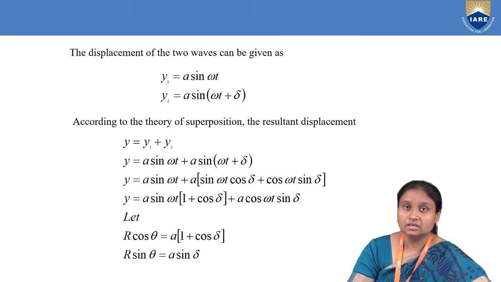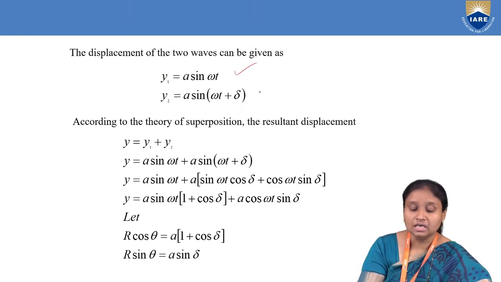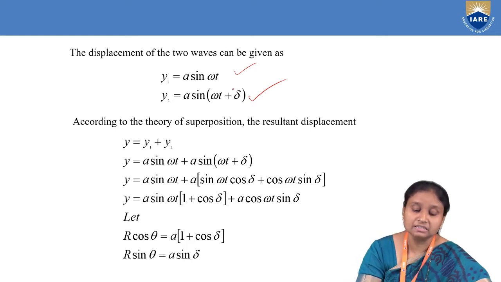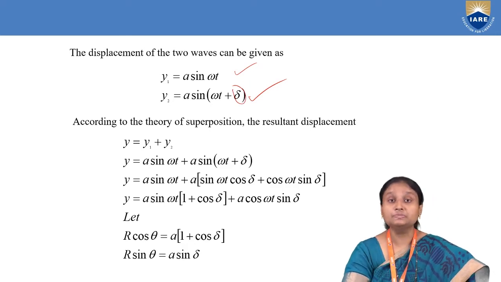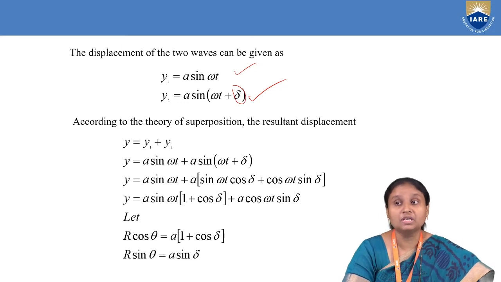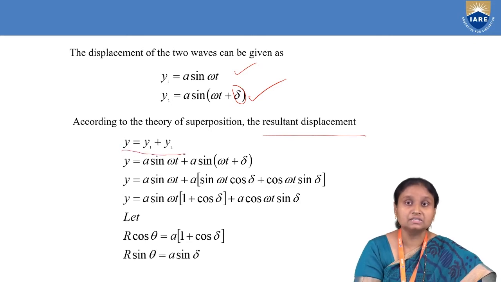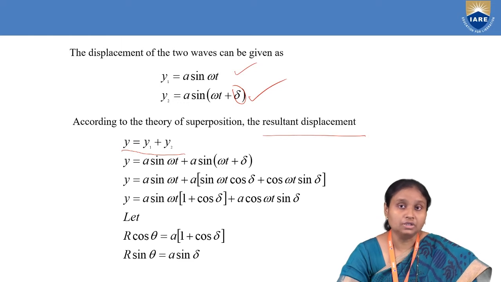So for that, as I have told you, the first displacement is given by A sin omega t. The second displacement is given by A sin(omega t plus delta), where delta is the phase difference between these two waves. Now if these two waves undergo superposition, then according to the principle of superposition of waves, which we are making use of here, how is our resultant displacement given? The resultant displacement is given as the sum of the displacements due to the individual waves.